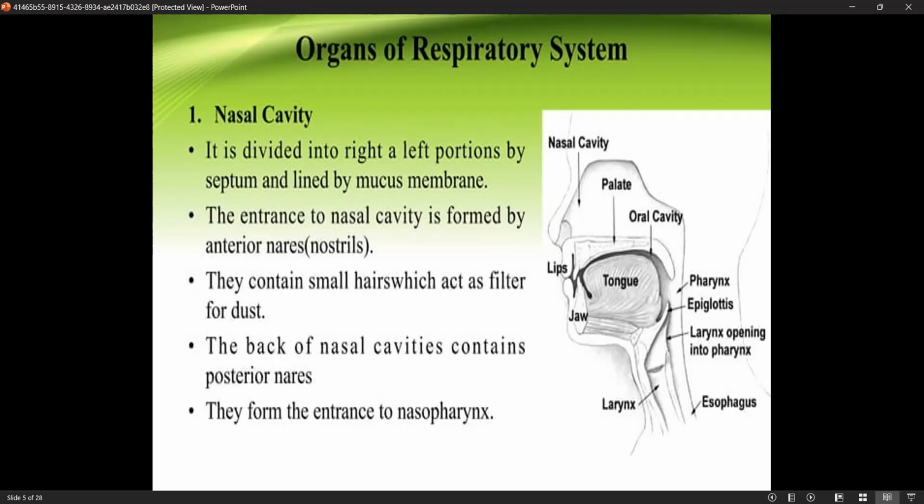Right. So first, what happens when the air enters the nasal cavity, it filters all the harmful chemicals and all the dust, and then the air goes into the oral cavity or pharynx or larynx, right? Or to the lungs. So the back of the nasal cavity contains the posterior nares. Okay. Then they form the entrance to the nasopharynx. So there is a connection between the pharynx and the nasal cavity. So that is called nasopharynx.